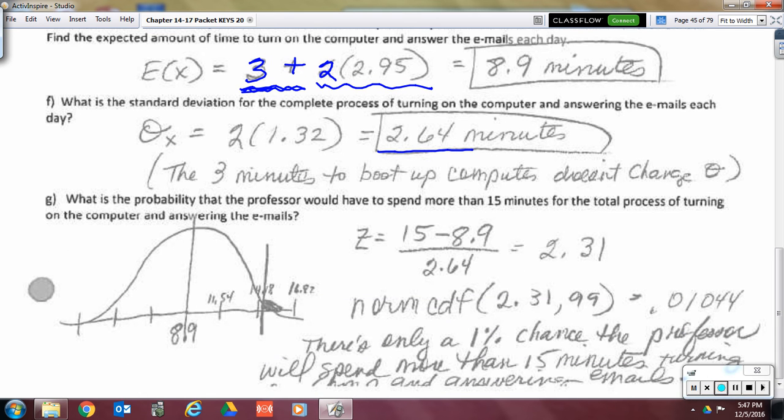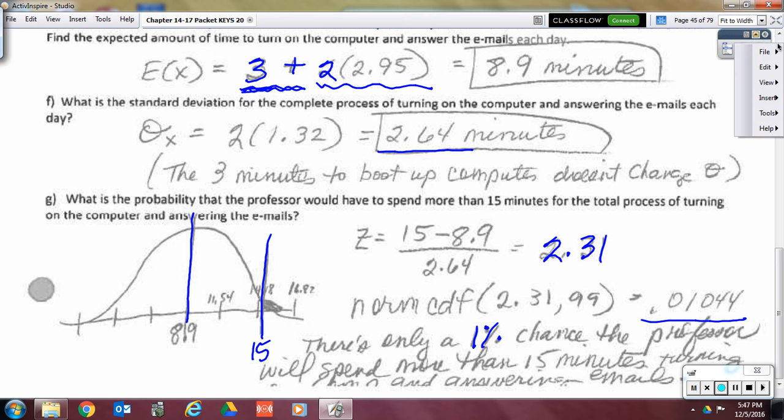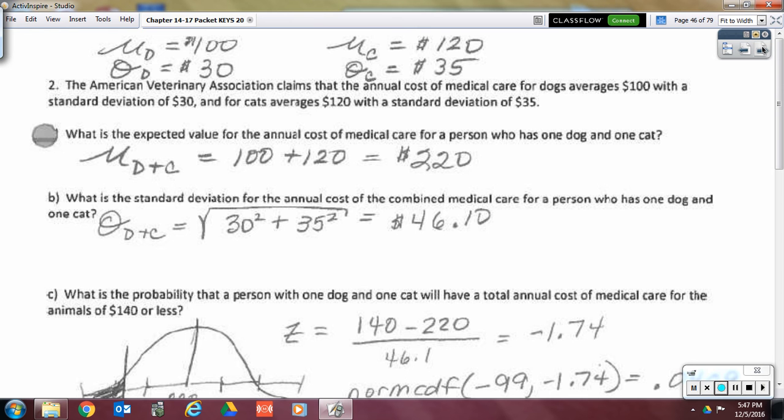All right, G asked for the probability that he spends more than 15 minutes on average answering these. So that's where your mean is the 8.9. Your X value is 15, so you find a Z-score, X minus the mean over the standard deviation, a Z-score of 2.31. And then when you norm CDF, your area is 0.01044. So that's just about a 1% chance that he's going to have to spend more than 15 minutes on average answering those emails.